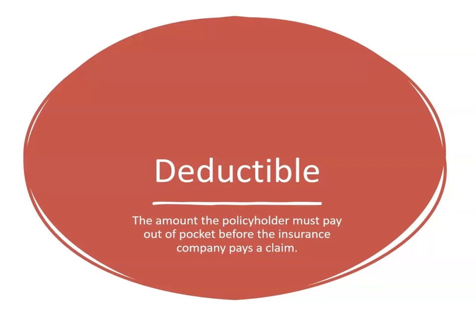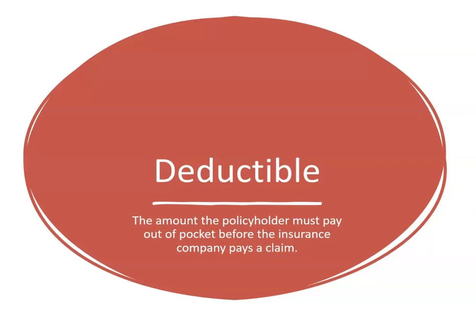The next word is deductible. The deductible is the amount the policyholder must pay out of pocket before the insurance company pays a claim. Think of the deductible as your share of the loss. It keeps small claims from being filed and helps lower premiums. If you have a $1,000 deductible and a covered loss of $5,000, you pay the first $1,000 and the insurer pays the remaining $4,000. Deductible equals you pay first.